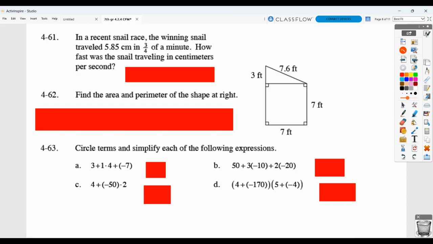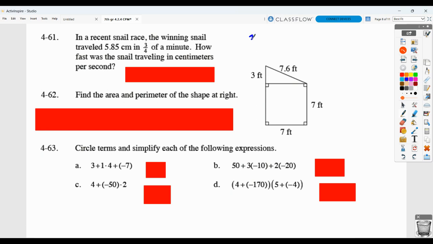Here, in a recent small race, the winning snail traveled 5 and 8,500 centimeters in 3/4 of a minute. How fast was it traveling in centimeters per second? So what we have is centimeters per portion of a minute, but they want it in seconds.